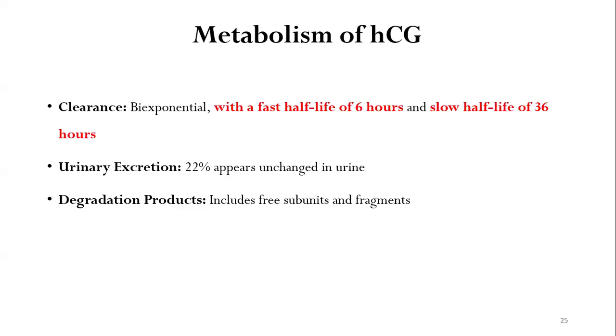Now, coming to the metabolism of HCG, HCG follows a bi-exponential clearance pattern. There is a fast half-life and a slow half-life. The fast half-life of HCG occurs within 6 hours, and the slow half-life of HCG is 36 hours. 22% of HCG is excreted via urine and it appears unchanged. Then there are certain degradation products of HCG, and these degradation products include free subunits and fragments.